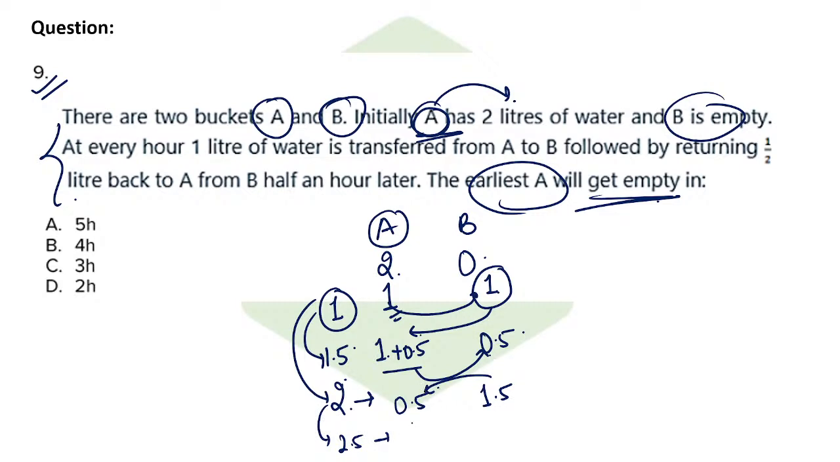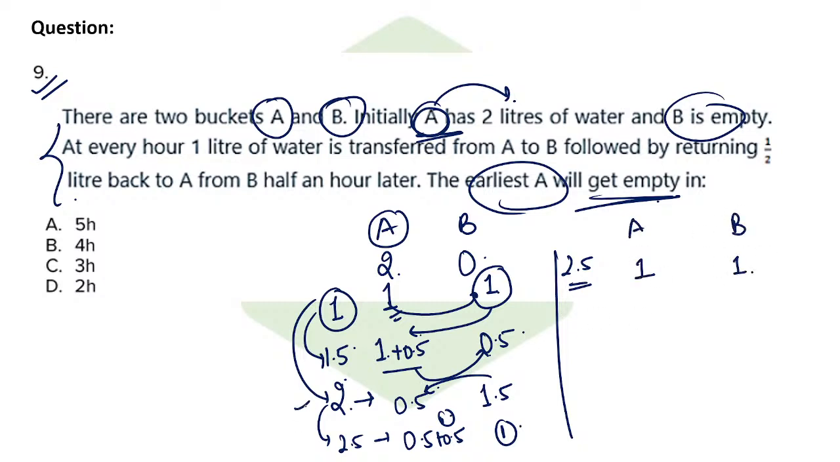So you'll be having how much? You'll be adding 0.5 plus 0.5. That means 1 liter in total here and 1 liter in total here. So at 2.5 hours, A is having 1 liter, B is having 1 liter. Now the third transferring. After 2 hours, in the third hour, you will be transferring 1 liter completely to B. So A will be 0, B will be 2.